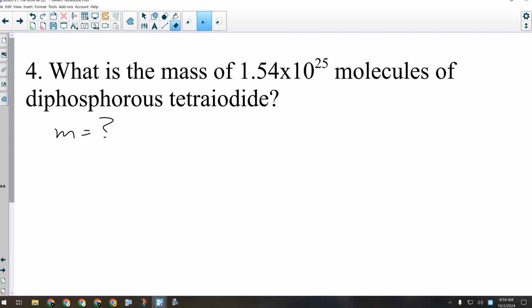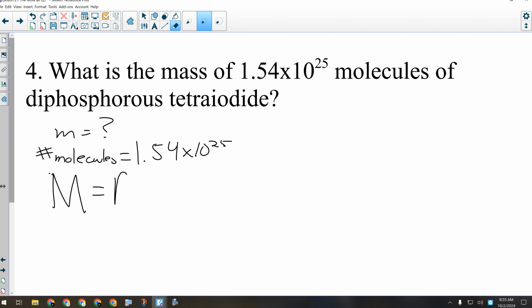So I can put in that I know the number of molecules, 1.54 times 10 to the 25, of diphosphorus tetraiodide. What can that help me get? Big M. All right, so diphosphorus, P2, tetraiodide, I4. Should I reduce that? No, because it's molecular. Am I enough of a jerk to do that on the test?